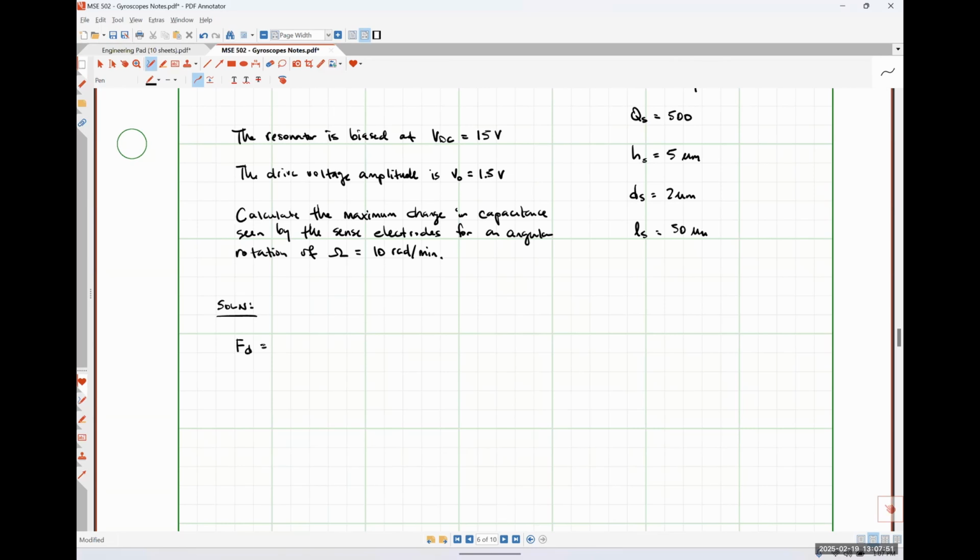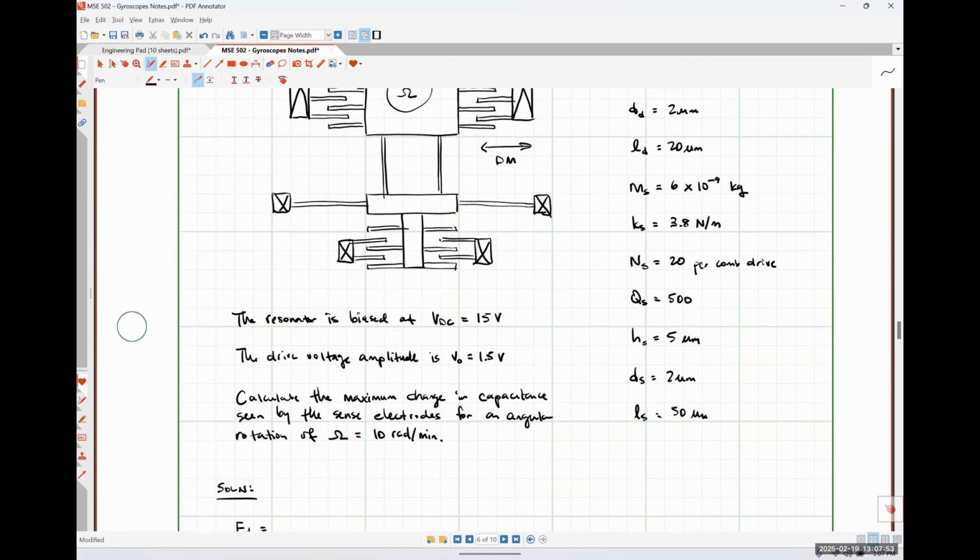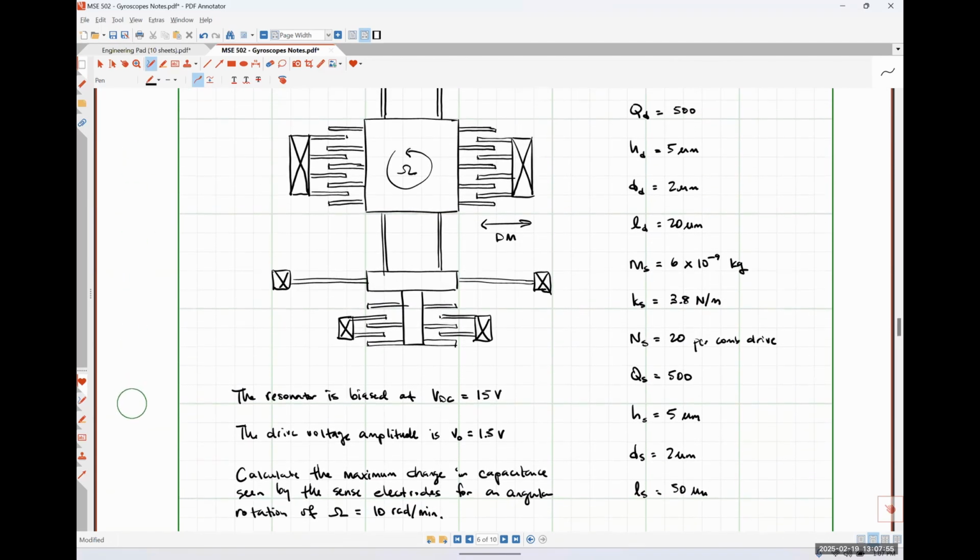sure, absolutely. Do I need to scroll back up so you can see the thing? Yeah, fair enough.